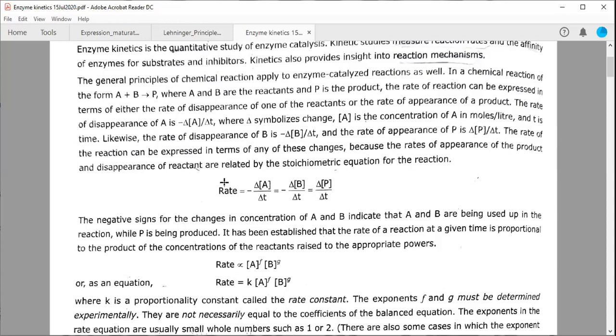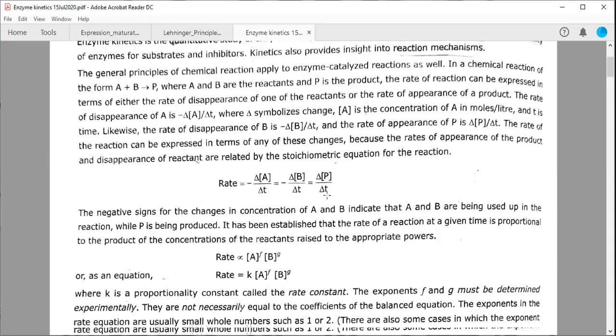Now if you find the rate of reaction, you can put all the things together. There is a decrease in concentration of A, therefore they put a negative sign. There is a decrease in concentration of B with time, so they put a negative sign. And there is an increase in product concentration with time, so it is a positive value.